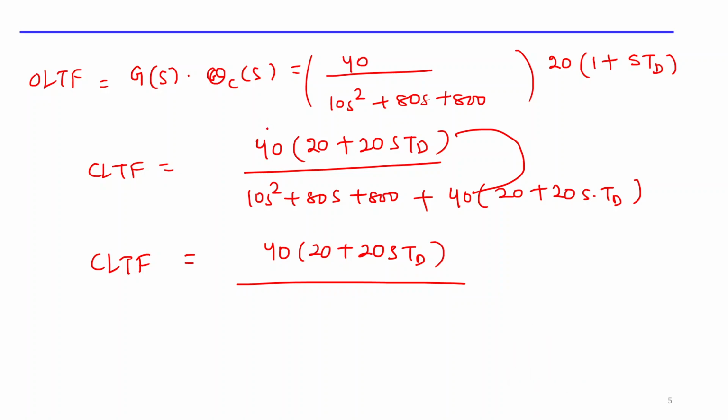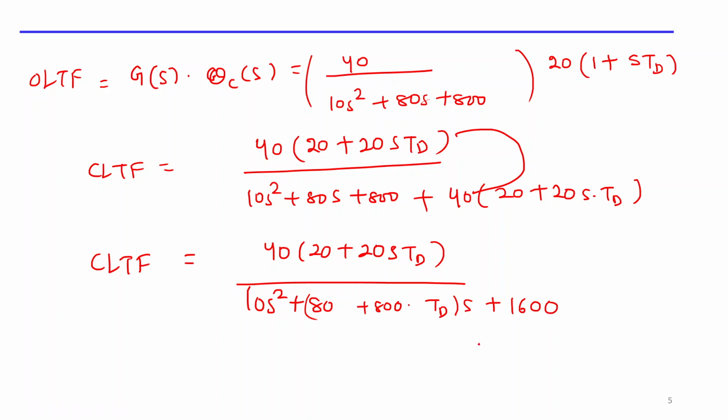10s square plus 80s plus 800 Td s. Taking s outside, plus 800. 800 plus 800 is 1600, right?